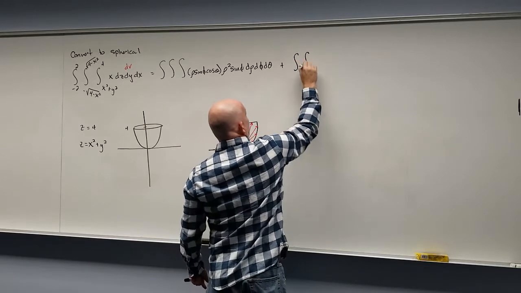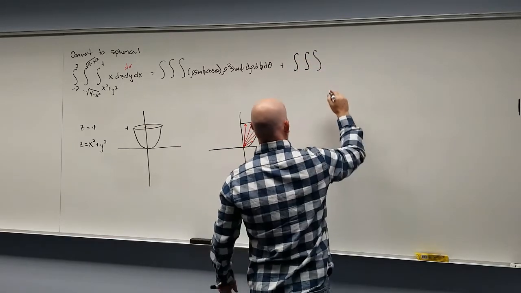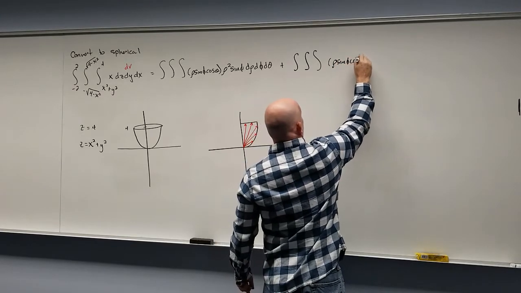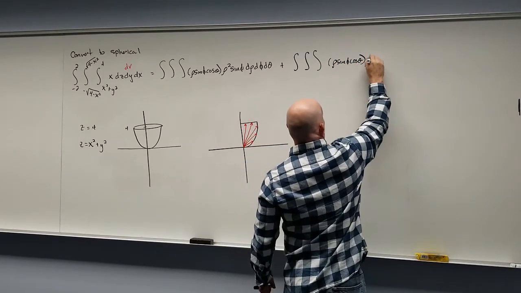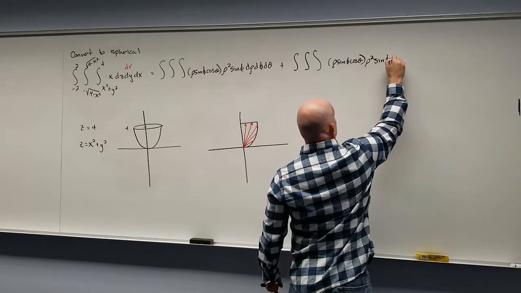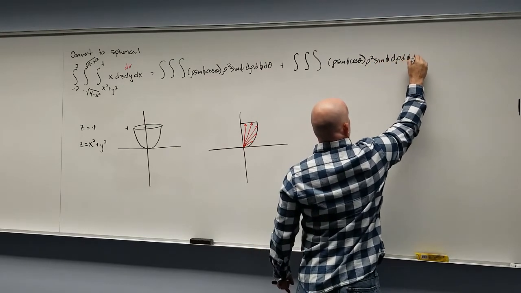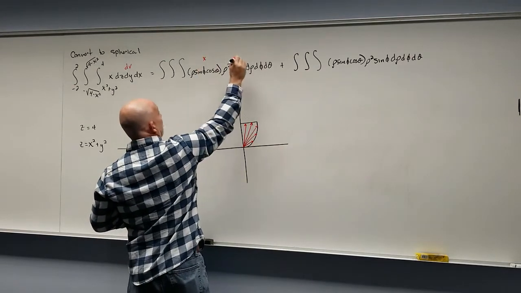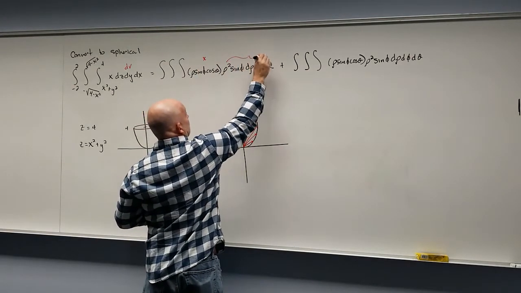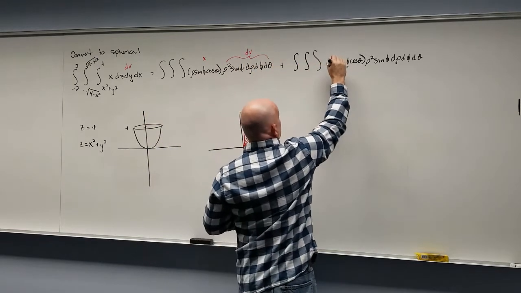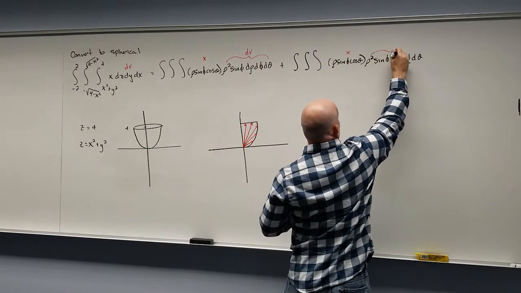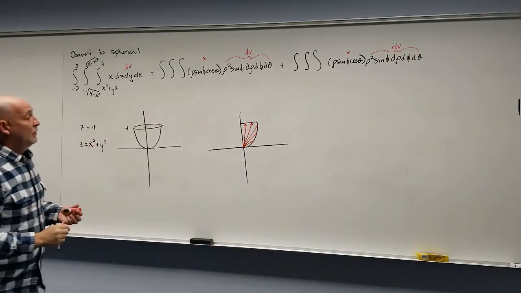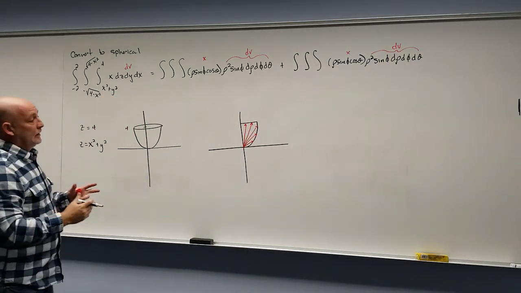We have to do the same exact thing for this integral. We're still going to have rho sine phi cosine theta, that's our x, times rho squared sine phi d rho d phi d theta. Again, remember this is our x, and all of this is dv. Now we have to come up with the bounds.